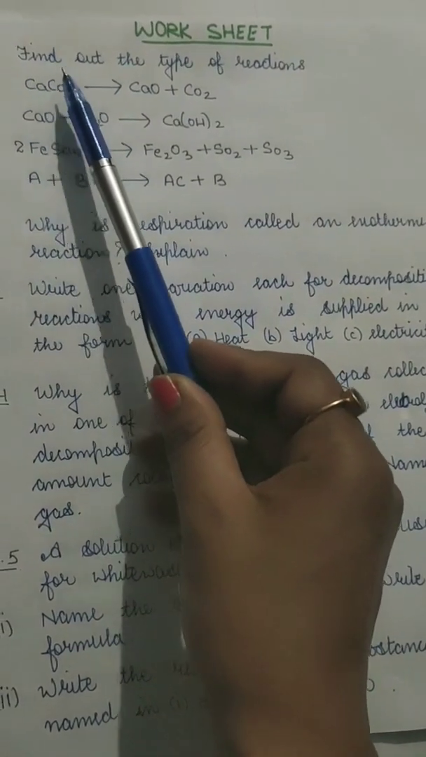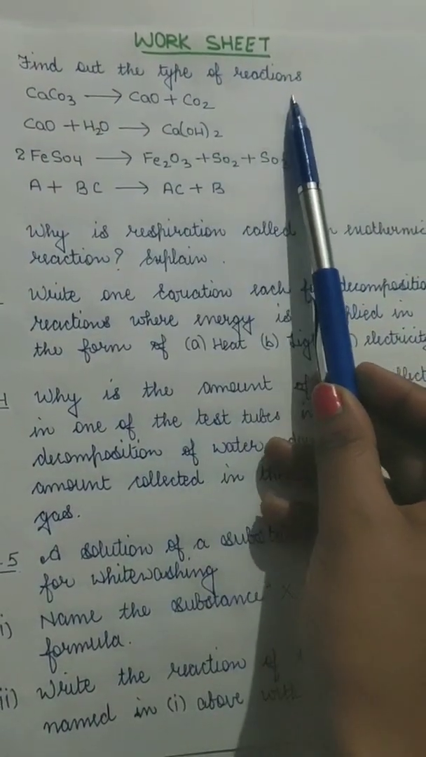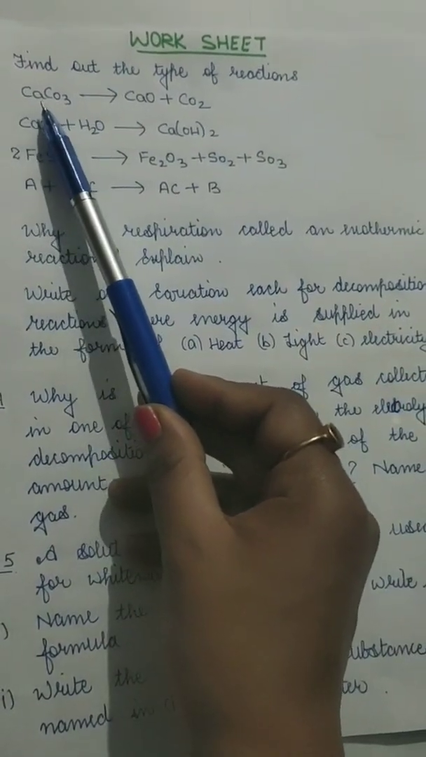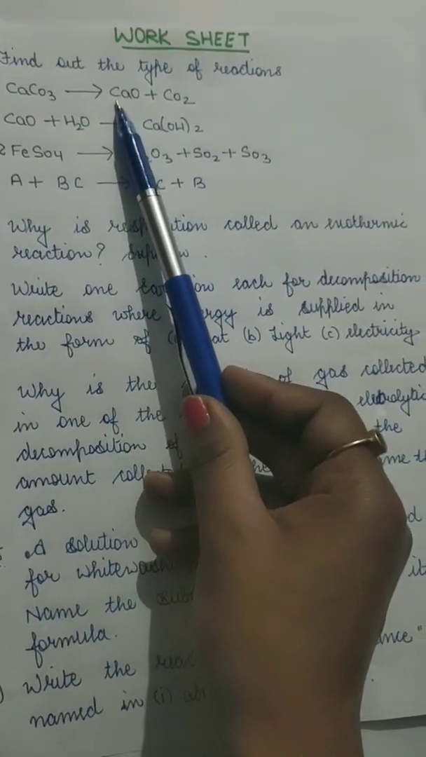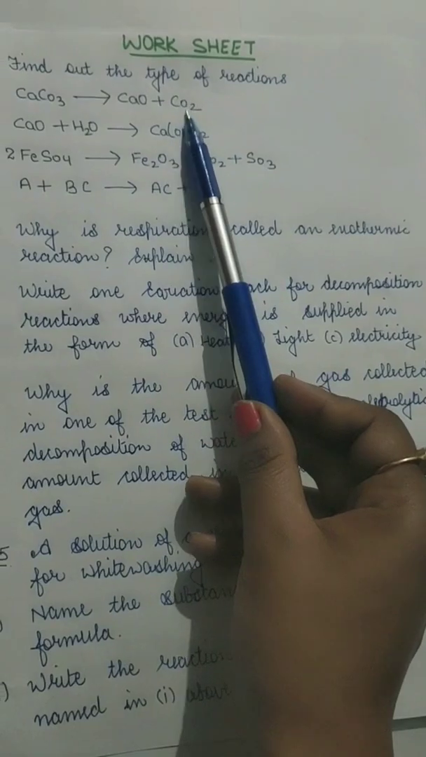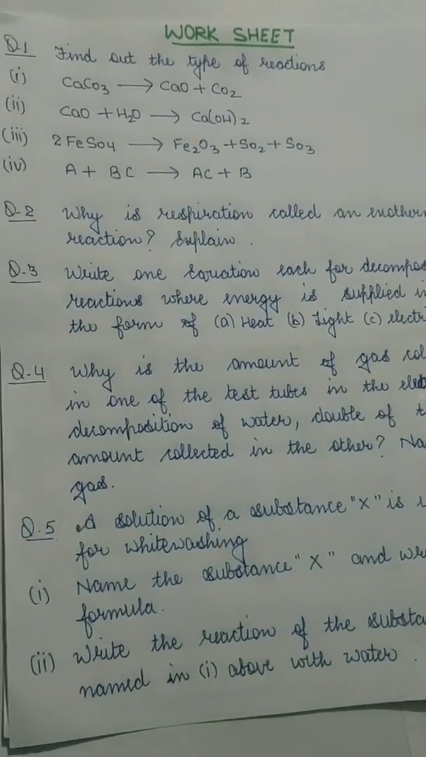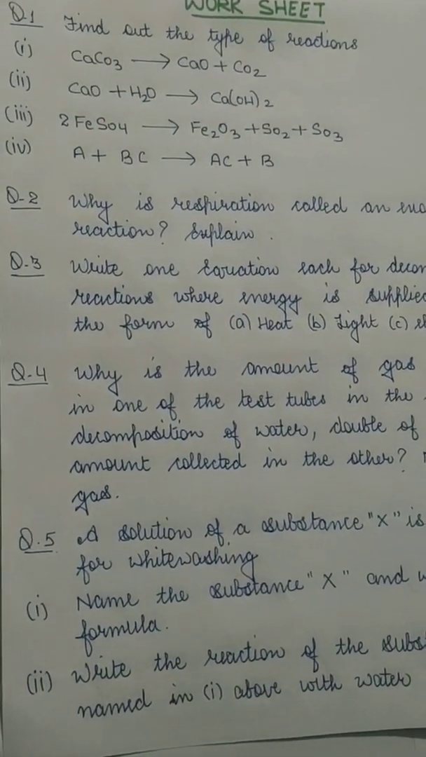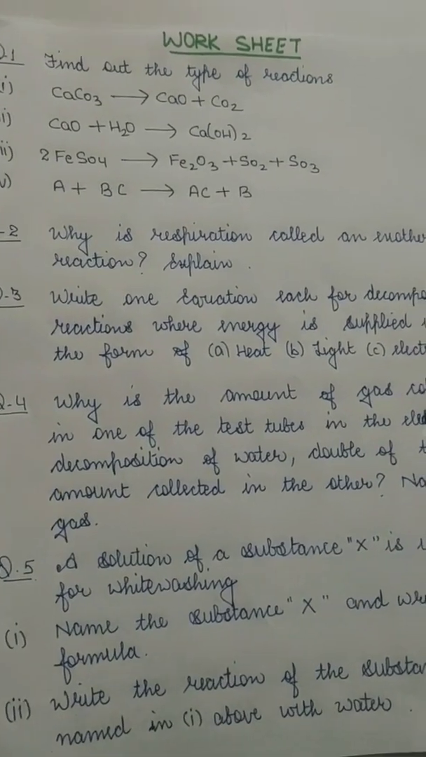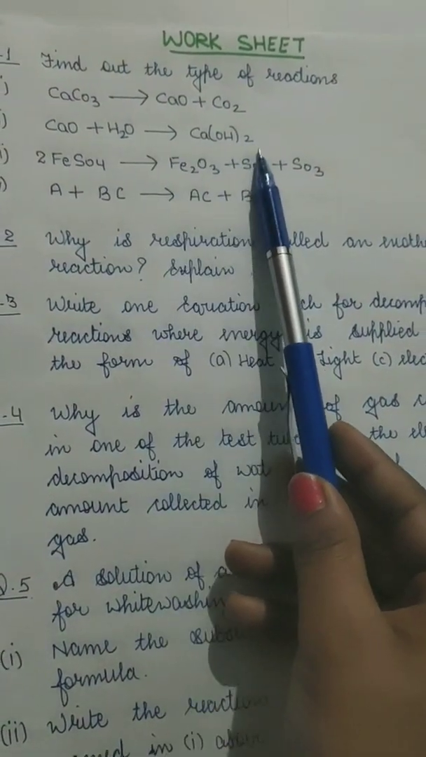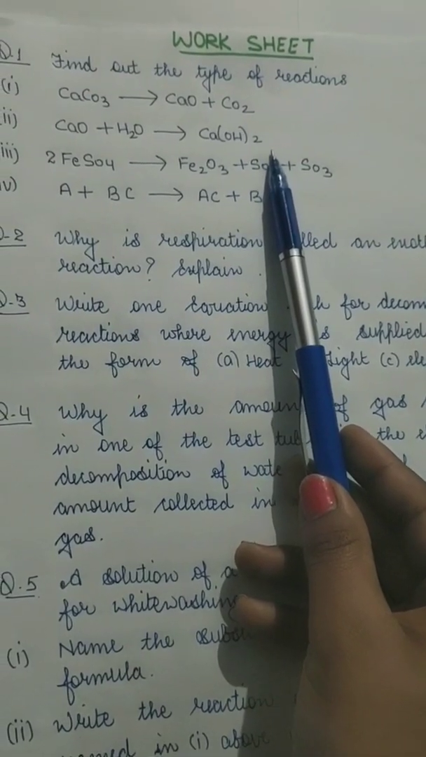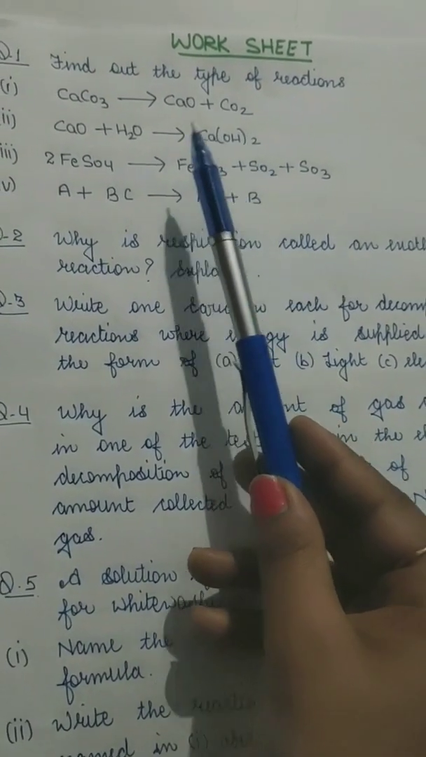For the first question, you have to find out the types of reactions. You have to tell which type of reaction this is. Now CaCO3 gives CaO and CO2. You have to write what kind of reaction this is. You have learned 3 types of reactions today, so you can write the answer very easily. The next one is CaO plus H2O gives Ca(OH)2. Again, this is also very easy. You will be able to solve this.